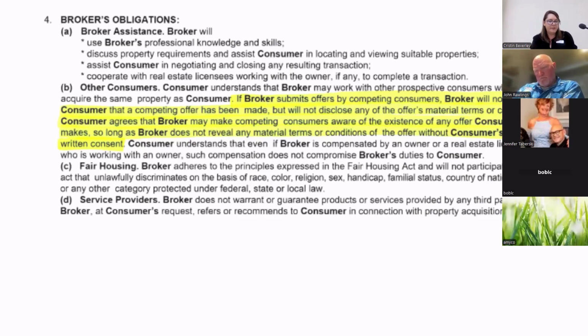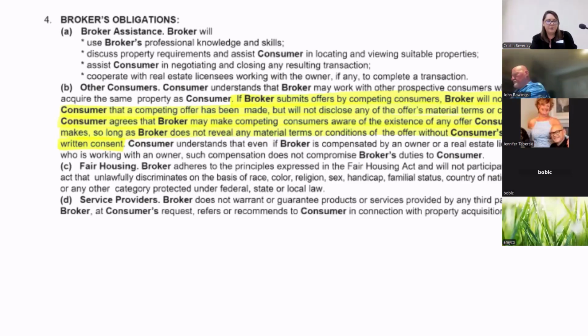We have our fair housing statement there. The broker adheres to the principles expressed in the Fair Housing Act and will not participate in any act that is unlawful or discriminates on the basis of race, color, religion, sex, handicap, familial status, country of national origin, or any other category protected under federal, state, or local law.